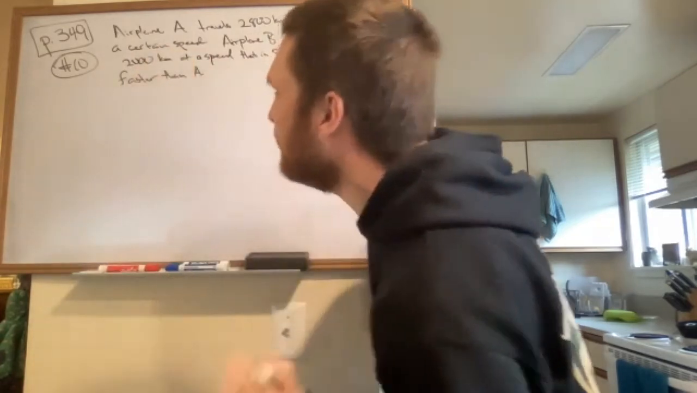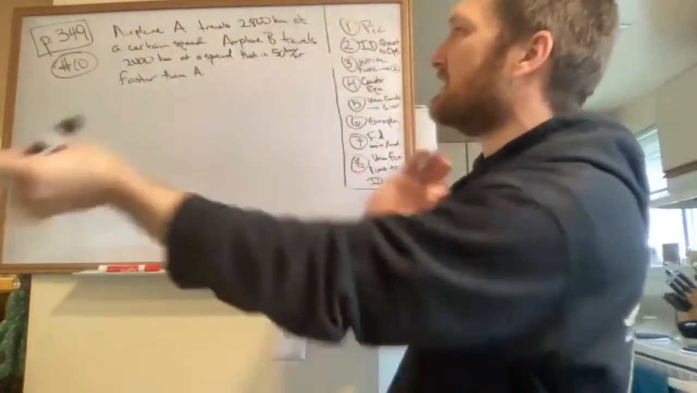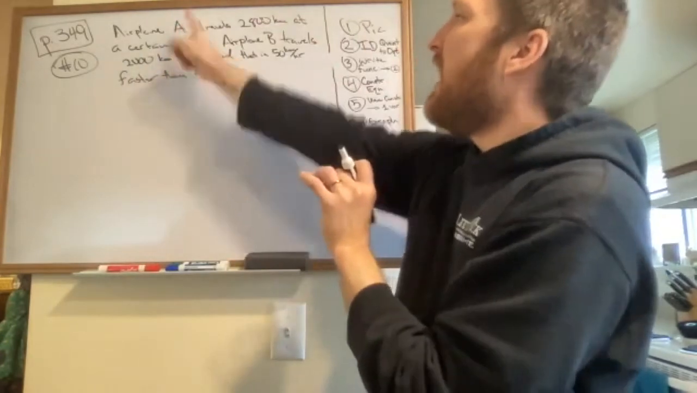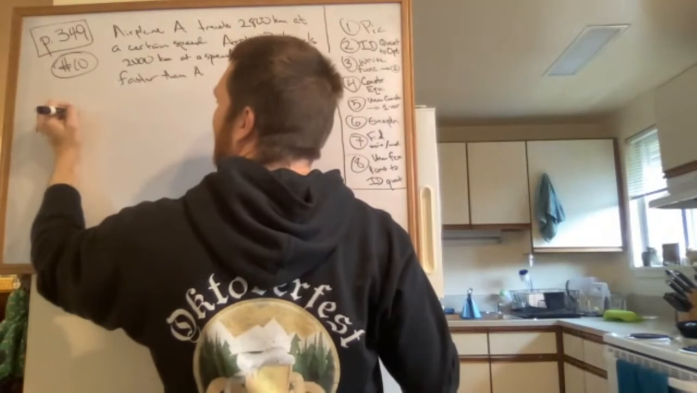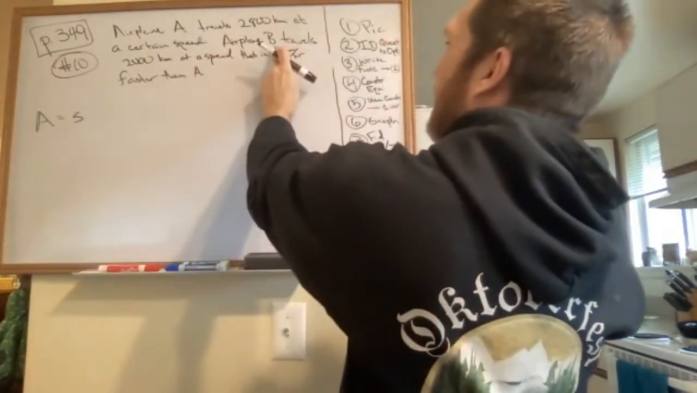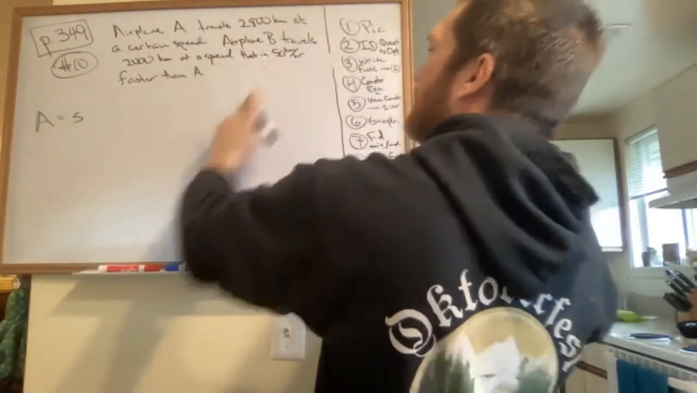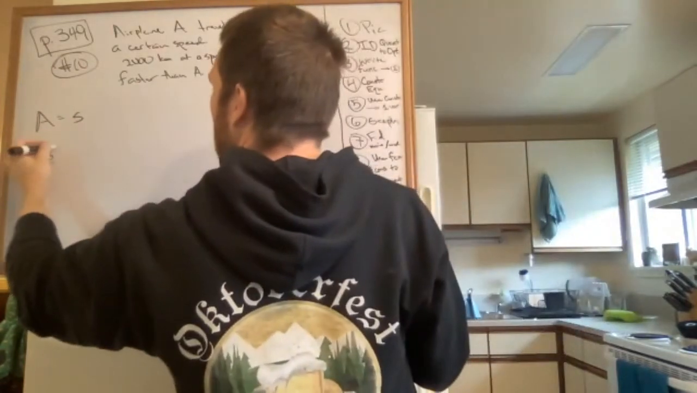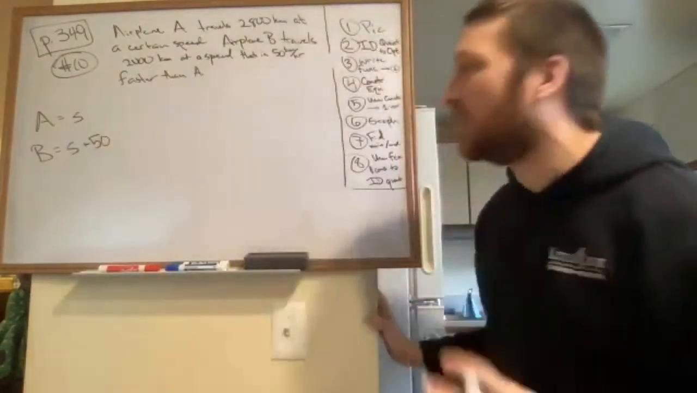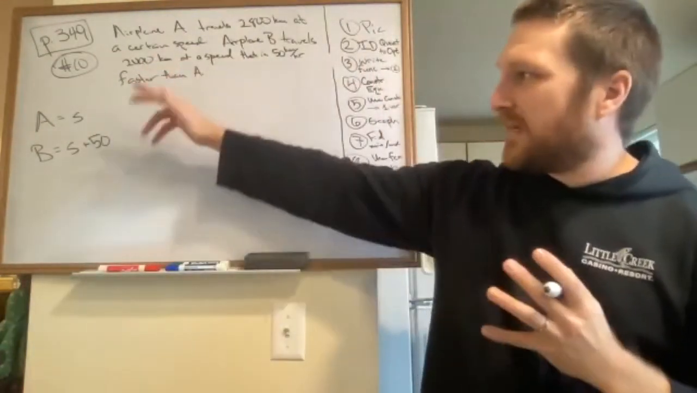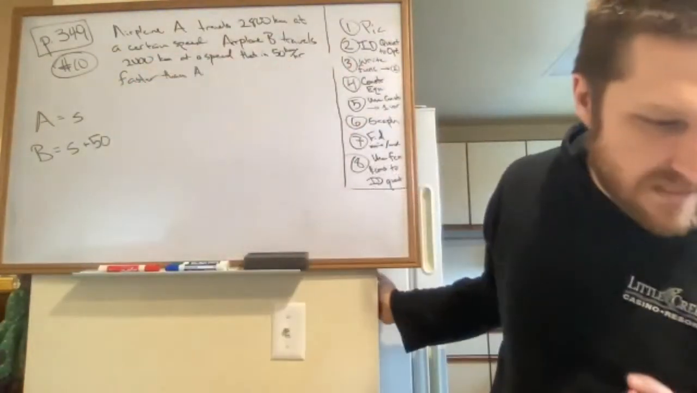Already, and we've done stuff like this before, we have different speeds. I'm already thinking I'm going to let the speed of airplane A be S. And then it says that B travels at a speed that's 50 faster, so the speed of B would be S plus 50. This is what's already going on in my head. So we've seen stuff like that before.